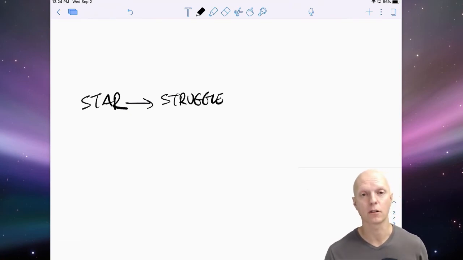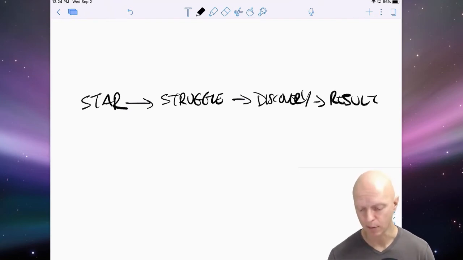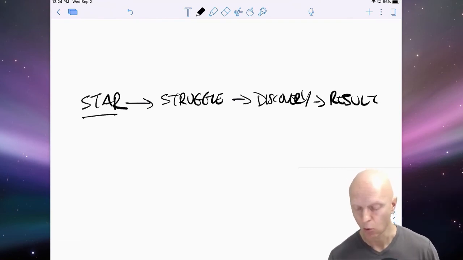Okay, so what's the struggle that you went through? What's the discovery that you made? And what's the result? Use that framework. So introduce yourself, but again, start off with the attention grabber.